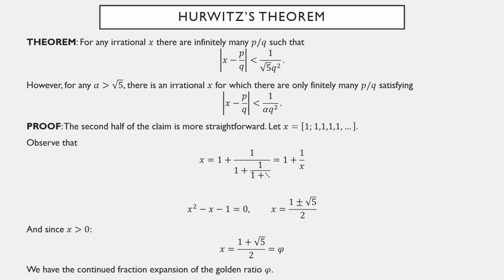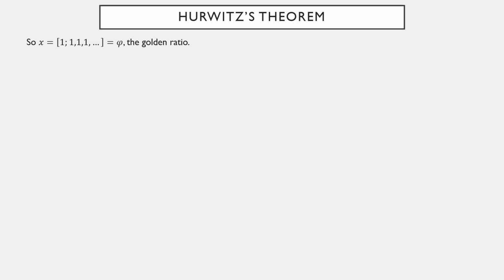So what we've done is we've established that 1, 1, 1, 1, 1, etc. is the continued fraction expansion of the golden ratio or golden mean phi, 1 plus root 5 over 2. So we have our continued fraction expansion of the golden mean. The Pn over Qn, the convergents, take a particularly interesting and nice form.